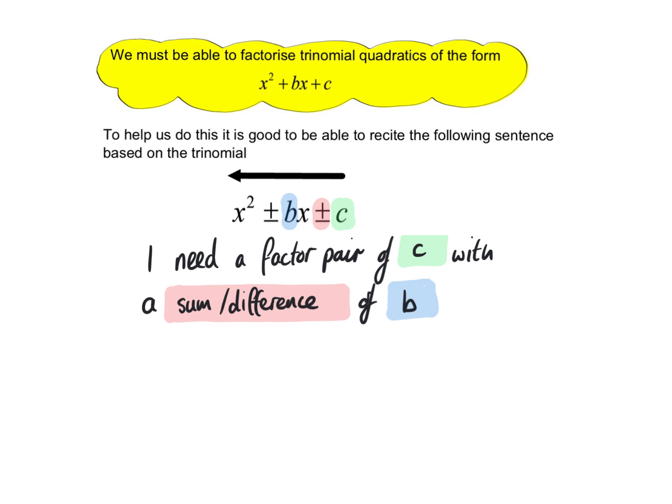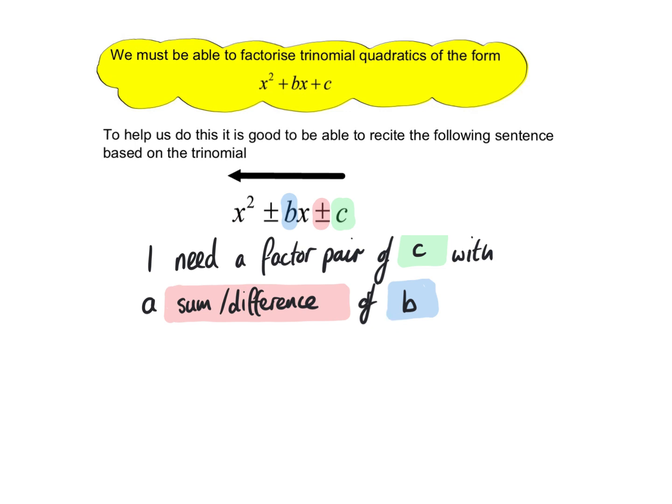You'll also notice that with this trinomial, x squared plus or minus bx plus or minus c, there's an arrow going in this direction. So that's because we start at the end of our trinomial and work our way through. So I need a factor pair of c, so whatever number is here goes in this space, with a sum or difference, depending on whether the sign here is a plus or a take away. In other words, say it was like plus 3, I would write sum. If it was like minus 7, I would write difference. And then keep moving across. The b here is the next value which goes at the end of the sentence.